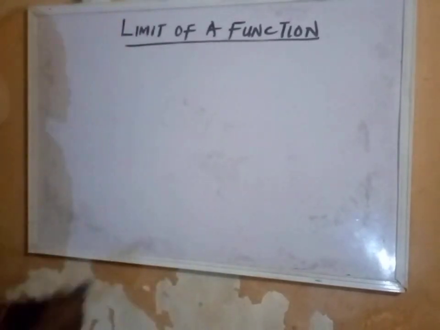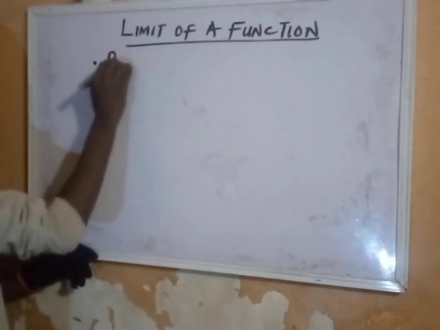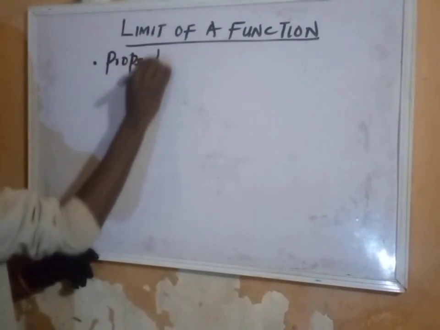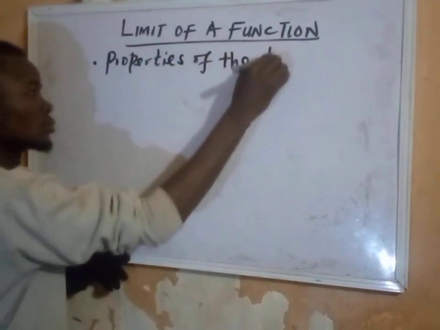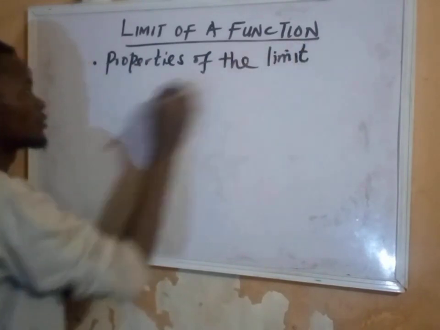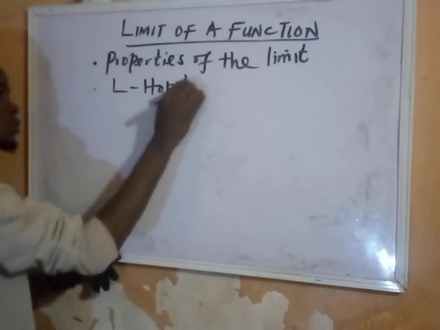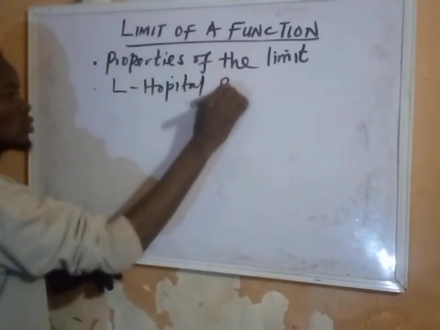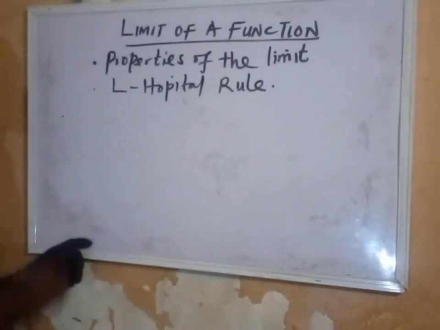Let's get started. So the first thing we are going to do is the properties of the limit, then followed by the L'Hôpital rule. So let's see the first properties of the limit.